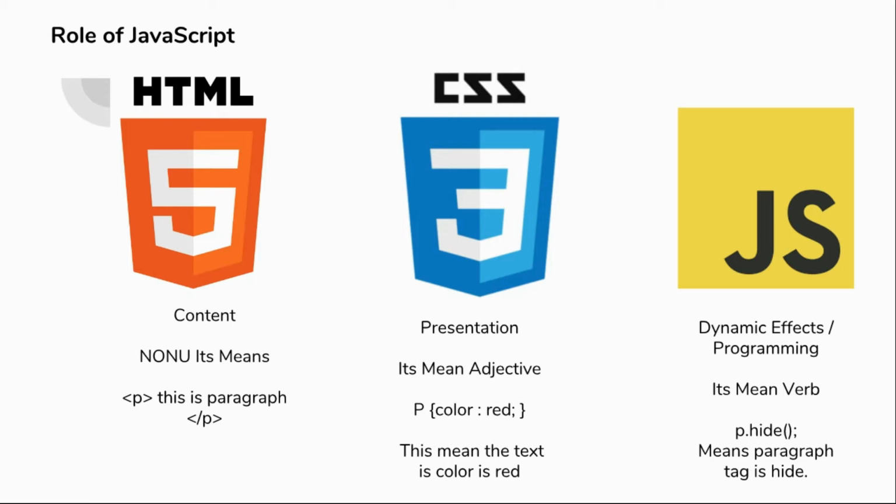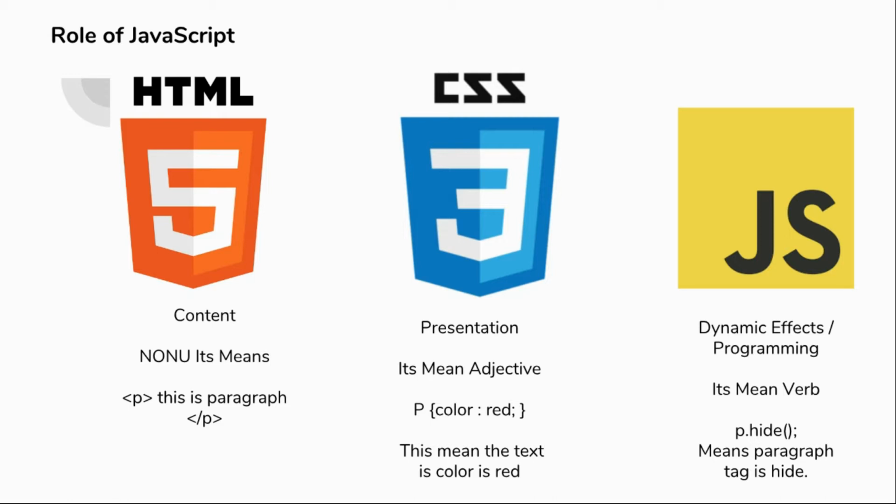JS is the verb, meaning it is doing something to the HTML and the CSS. When you add some effect with JS, it is doing something, so it's a verb. If you put p hide, the paragraph is hidden, so it's doing something. So basically HTML is the content, CSS is the presentation, and JS is the dynamic effect or programming, meaning JS does some programming effects.